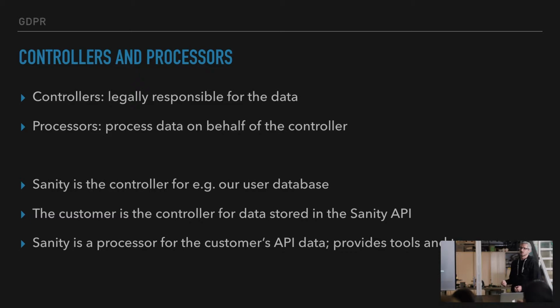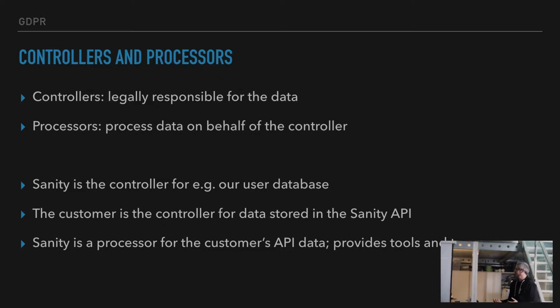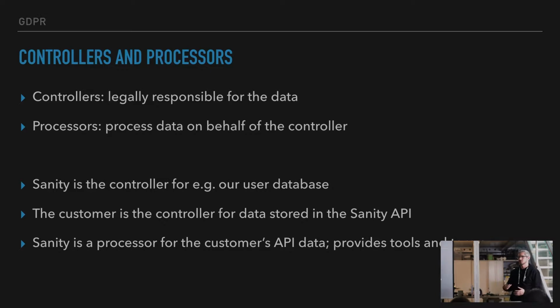The GDPR also has this concept of controllers and processors. So controllers are the entities that are legally responsible for the data. And processors are companies that process the data on behalf of the customer. So in the case of Sanity, we are the controller for some of our data. We're the controller for our user database and for our email subscriptions. But our customers are ultimately controllers for the data stored in the Sanity API. And so we're a processor on behalf of the customer for the data stored in our API. But we obviously have to provide tools and terms that allow our customers to be GDPR compliant.